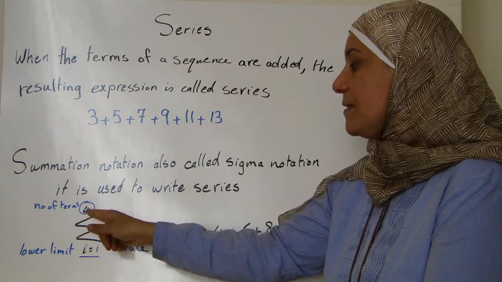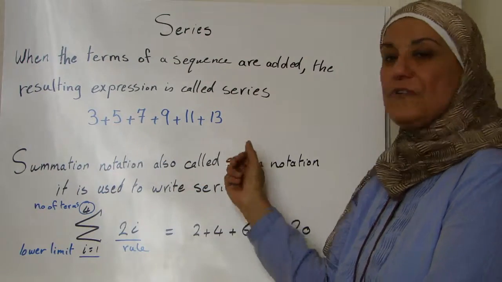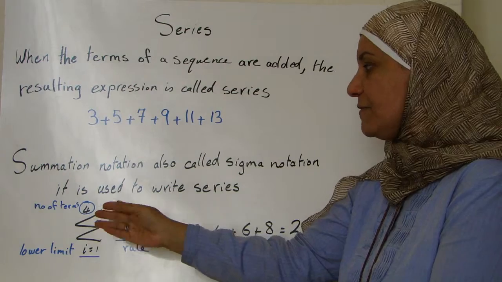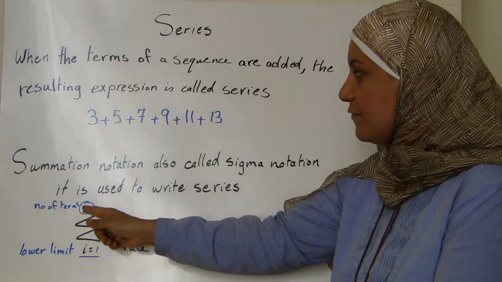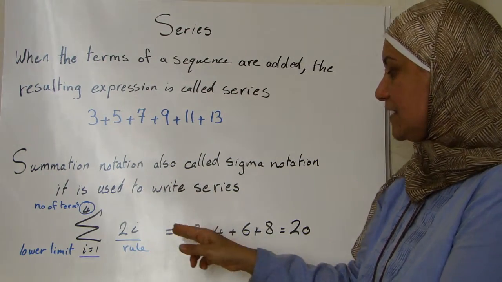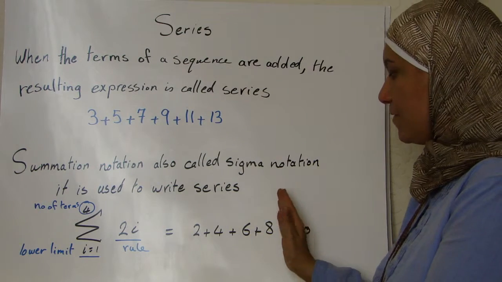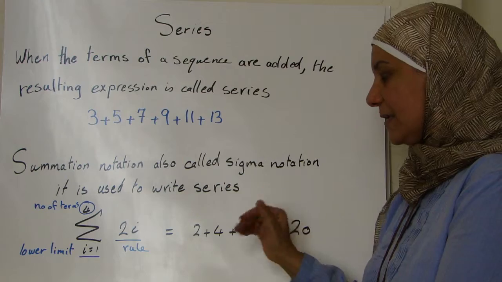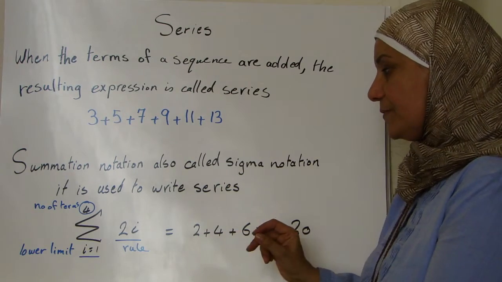What about the number up here? It is the number of terms you're going to add, if you're going to add 4 terms, 5 terms, or whatever. So I'm going to have 4. I'm going to add only up till here. See here? 1, 2, 3, 4. Only 4 terms that I'm going to add: 2 plus 4 plus 6 plus 8. Only. So I'm going to add 4 terms.